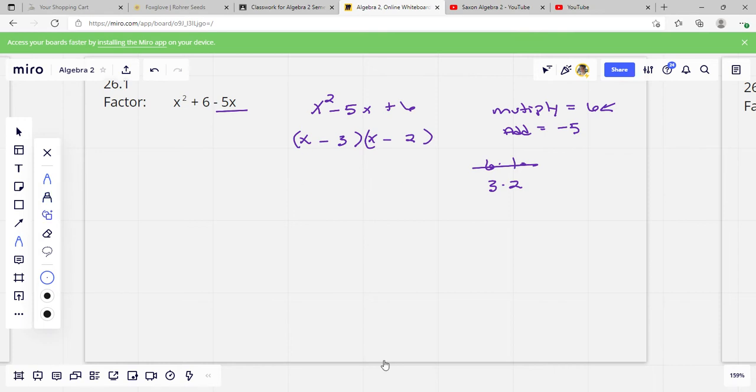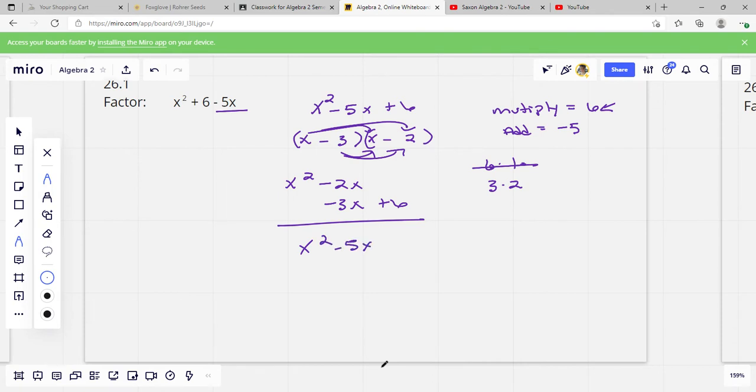Alright, so let's test it out and make sure. Alright, so if we did x times x, we would get x squared. X times negative 2, we'd have negative 2x. Negative 3 times x, negative 3x, and negative 3 times negative 2 would be positive 6. And we get x squared minus 5x plus 6. So all we did was we went backwards.